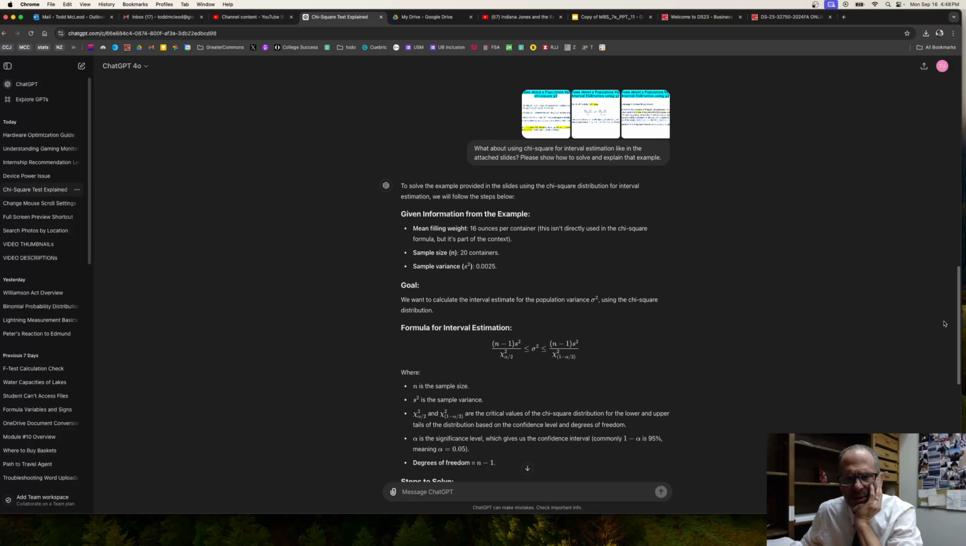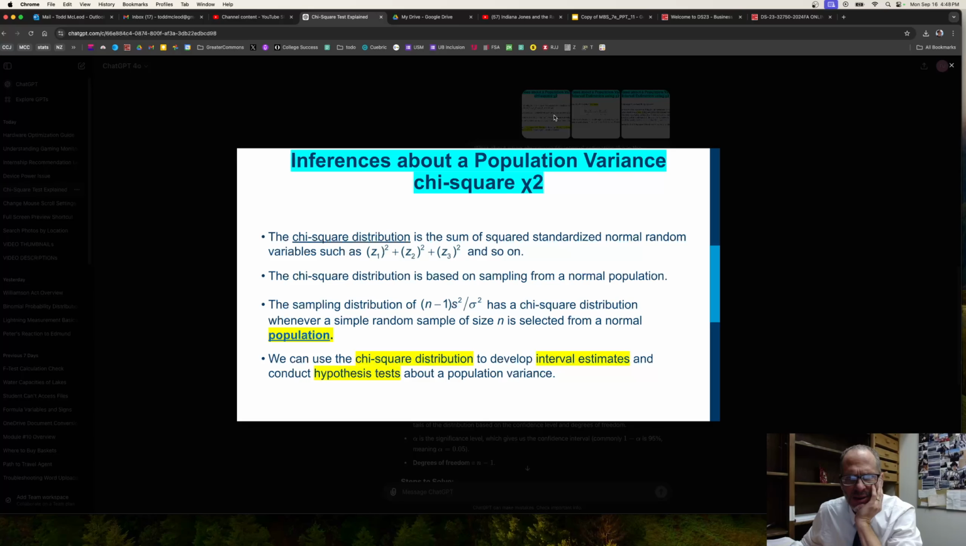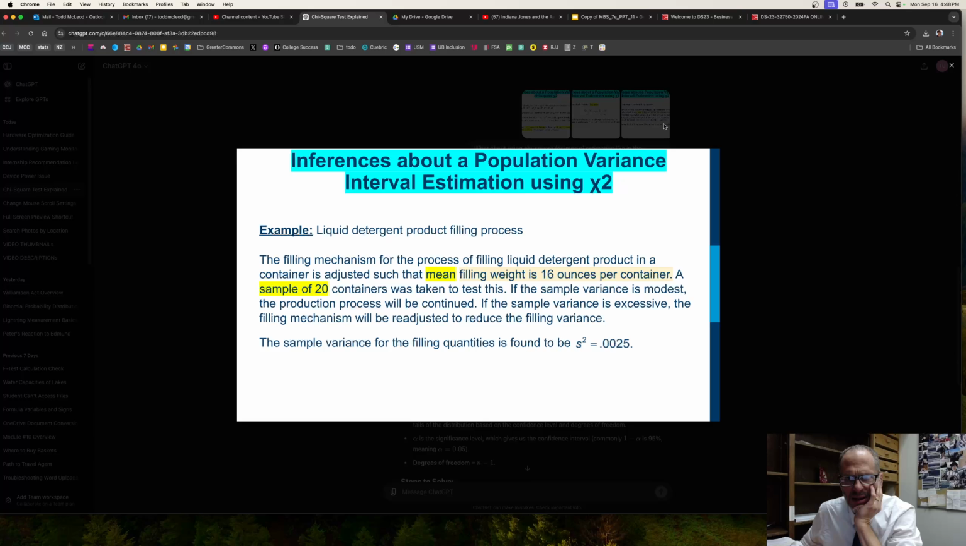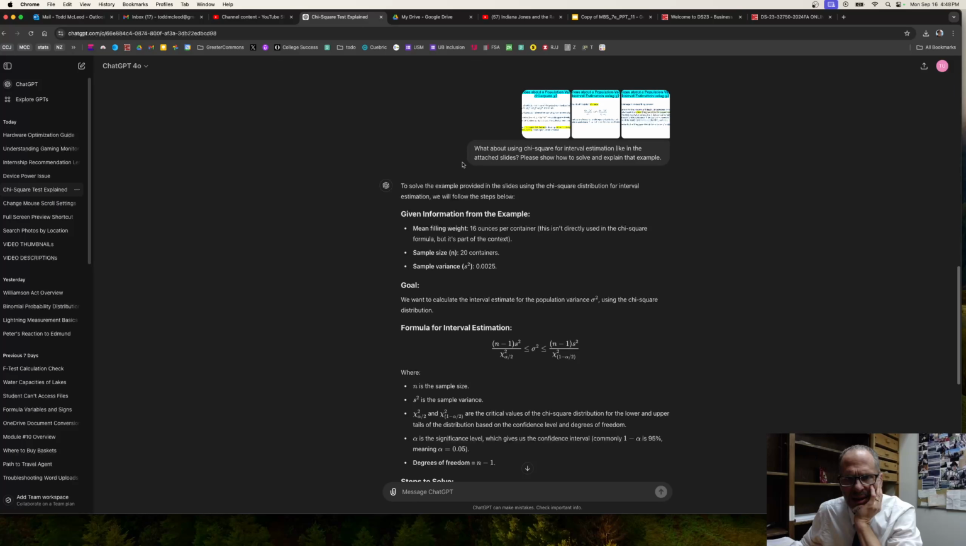And then I uploaded some slides from the presentation that we're working on. I uploaded this slide right here. And then I also uploaded this slide right here. And then I also uploaded this slide right here. And I said, what about using chi-square for interval estimation like in the attached slides? Please show how to solve and explain that example.